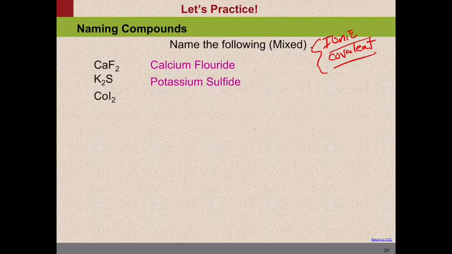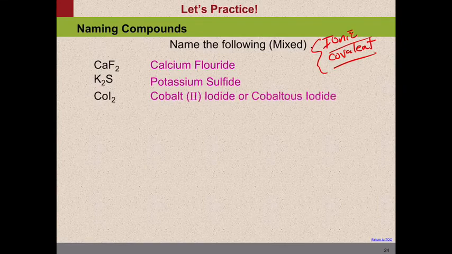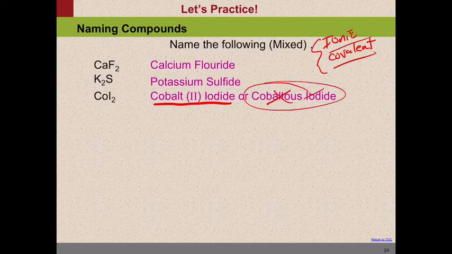Cobalt and iodine. Well, cobalt is a metal, but cobalt has multiple oxidation states, so you need to spend just a moment or two, see if you can figure out what charge cobalt has. And it's cobalt-2 iodide. Now, I'll give the old school name. We won't actually use that, but I'm showing it to you in case you run into it someplace else when you're looking up some problems.